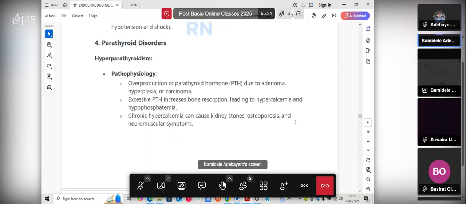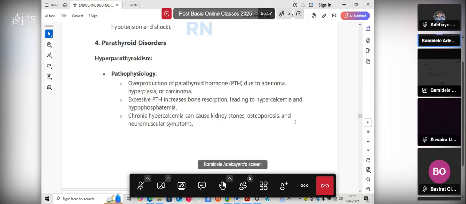We have the parathyroid disorders. Just like every other one, when you know the function of the gland, then you can tell what the disorder is going to be. So we talked about the parathyroid. We said it regulates the calcium and phosphorus level.